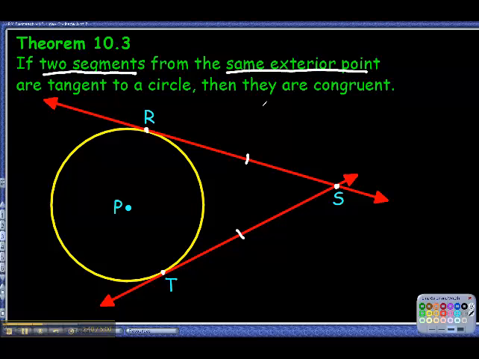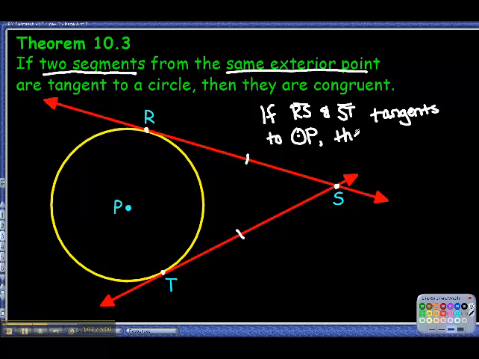So we could say that if we know that RS and ST are both tangents to circle P, then we know that RS is congruent to TS. Okay, and those are the three theorems that we wanted to focus on today.